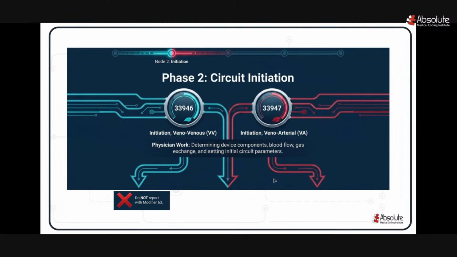Now there are three guidelines that you have to remember from the initiation part. First one, do not report the modifier 63 with the initiation codes. Second one, do not report the daily management codes, which we will learn in the upcoming slides. Also, do not report the reposition codes along with the initiation codes. So these are the don't-code rules, and you can again check them in your CPT manual.